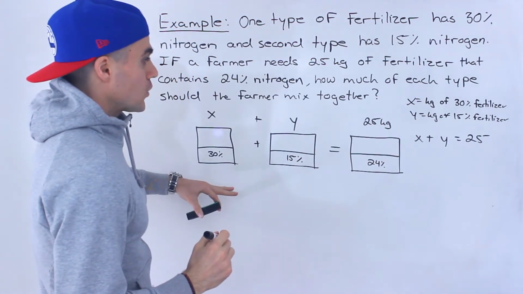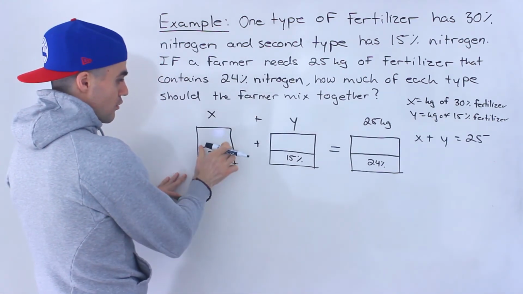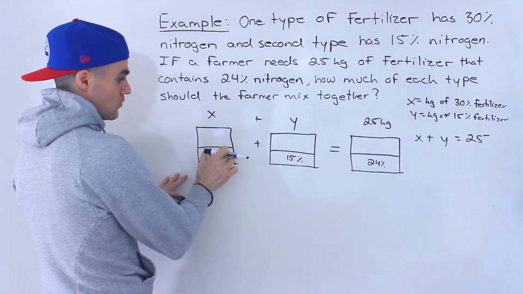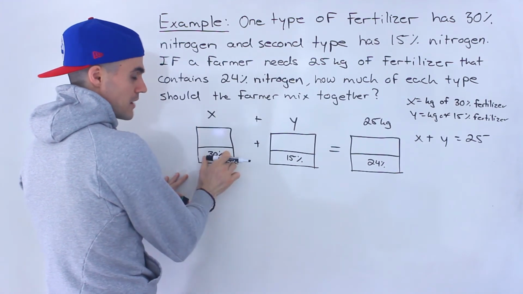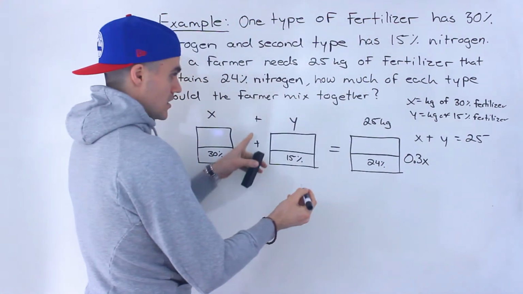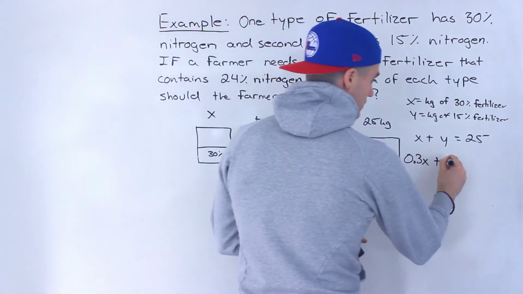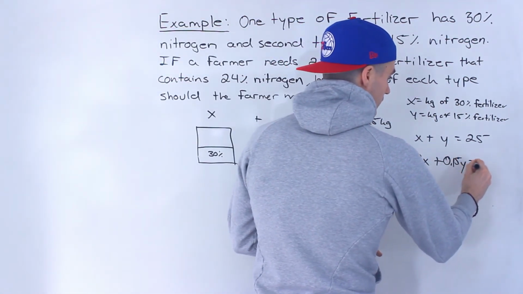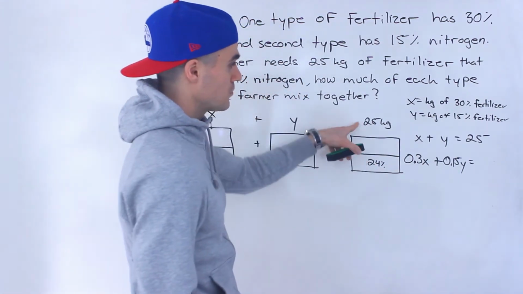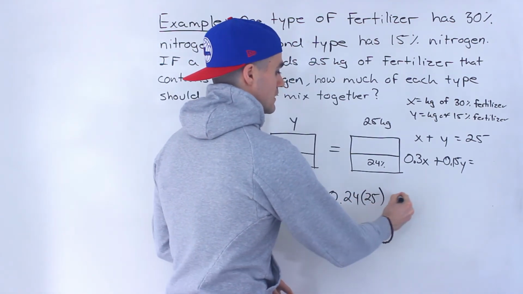And then notice we could also make an equation in terms of the amount of nitrogen in the fertilizer. So 30% of the weight of this fertilizer is going to be nitrogen. So we can take this amount and multiply it by 30%. In decimals, that would be 0.3 times X plus 15% of this fertilizer. This would give us the total amount of nitrogen in this fertilizer over here, which is 24% of 25. Now, 0.24 times 25 just gives us 6.